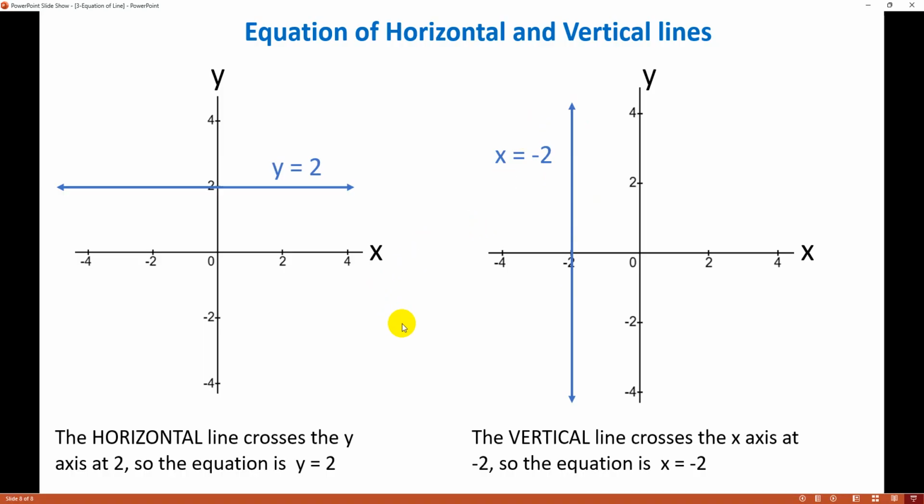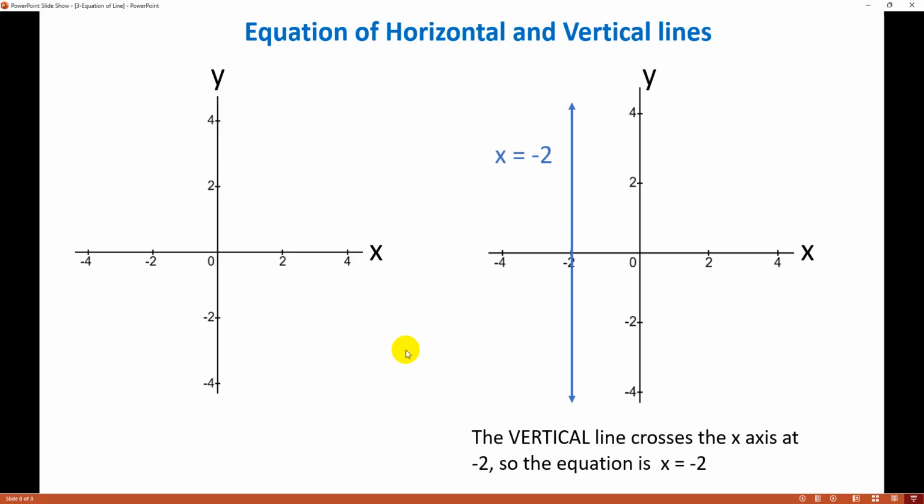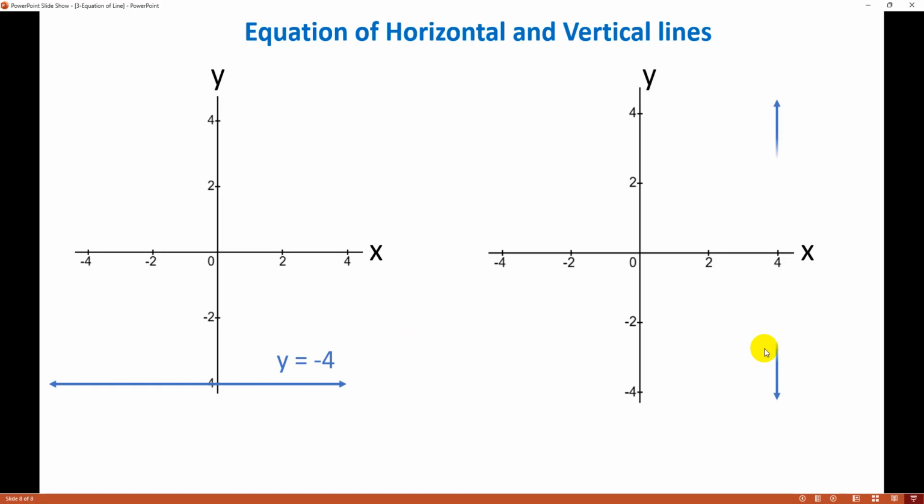Now, let's see other examples here. If this line crosses the y-axis at point negative 4, it will be y equals negative 4. If this line crosses the x-axis at 4, it will be x equals 4.